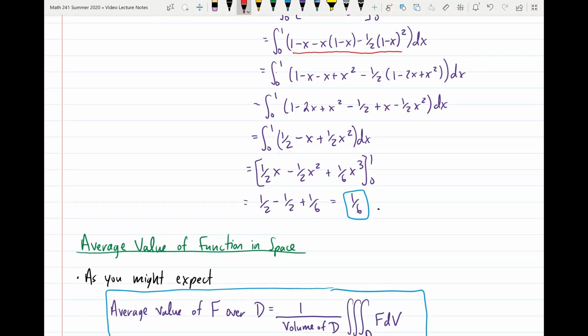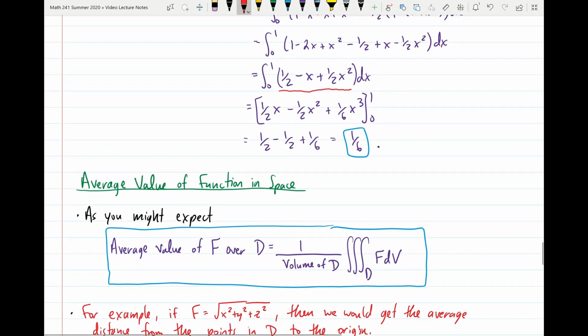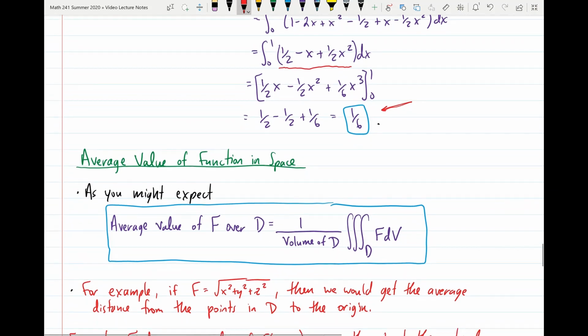And we get down to the integral from 0 to 1 of 1/2 minus x plus 1/2 x squared dx. And we take the integral again, we get 1/2 x minus 1/2 x squared plus 1/6 x cubed evaluated from 0 to 1. And if we plug in 1, then we get 1/2 minus 1/2 plus 1/6. And so ultimately, the volume of this tetrahedron is going to equal 1/6.